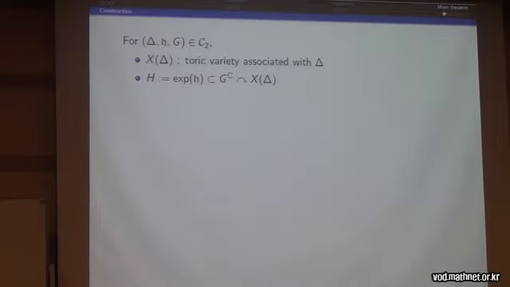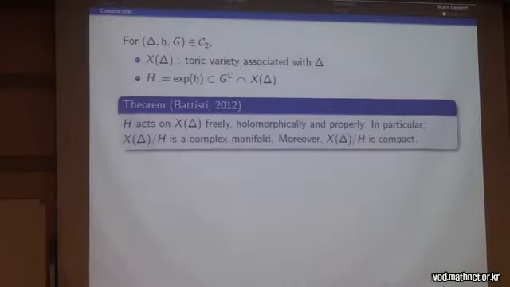And for a triple in C2, let X of Delta denote the toric variety associated with Delta, and let capital H denote the image of the exponential map of h. So this is a subgroup of G_C which acts on the toric variety. I have also obtained the following theorem, but while preparing my paper, Lawrence Battisti showed the following. The action of H on X of Delta is free, holomorphic and proper. So the quotient space is a complex manifold. Moreover, the quotient space is compact, so we have a closed complex manifold.